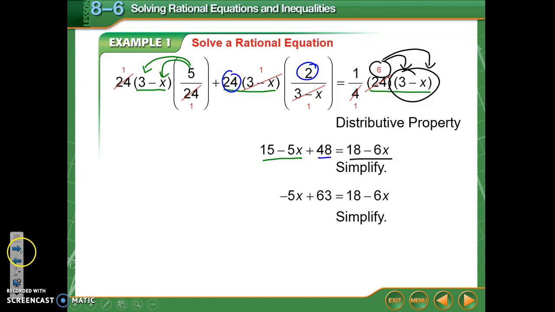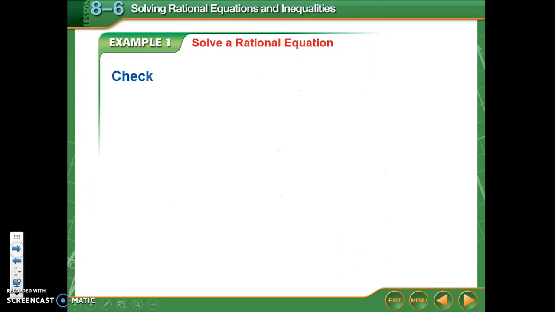And from there, it's just basic solving, right? 15 plus 48 is 63. And when I add 6x to both sides and subtract 63 from both sides, I get x equals -45.